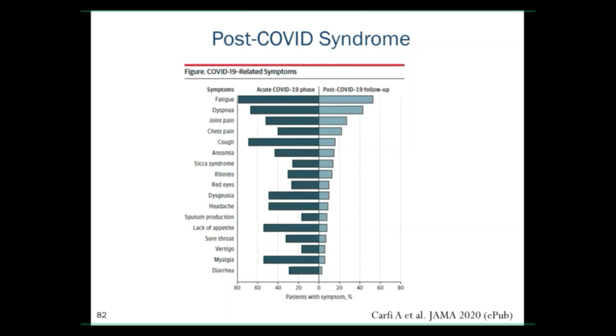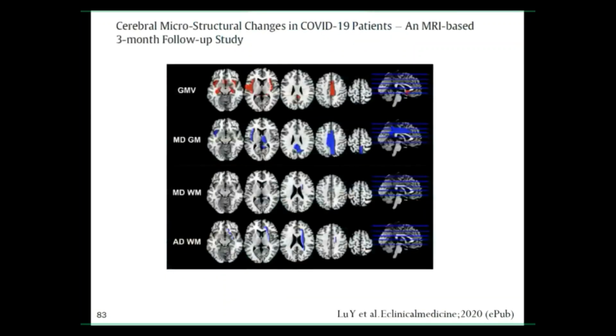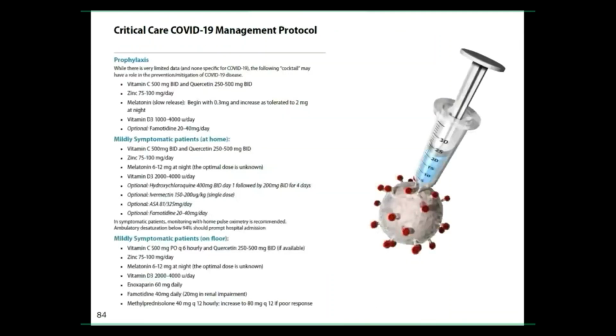You can see about 50% of patients have fatigue, dyspnea, joint pain, chest pain, and this can go on for months. In addition, post-MRI studies have demonstrated, because of the prothrombotic state, many patients on MRI have evidence of microthrombosis.